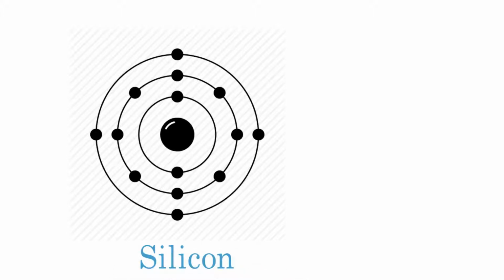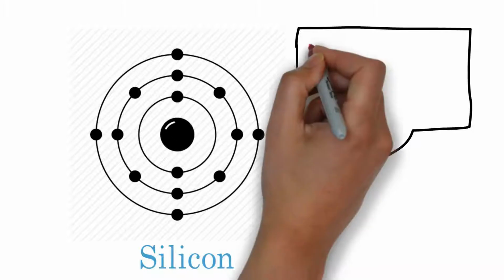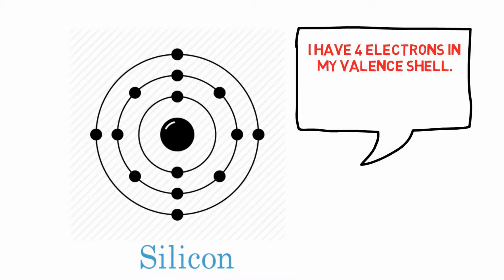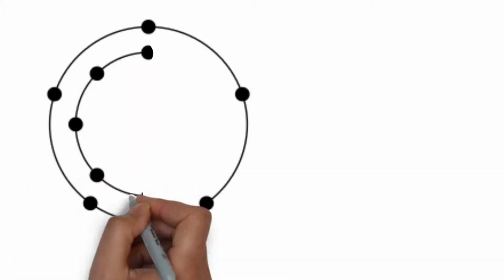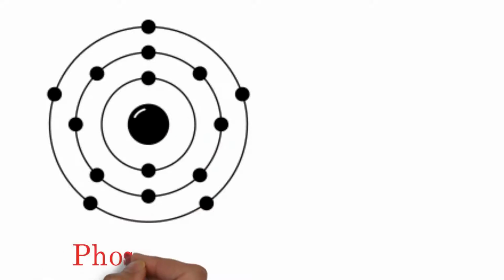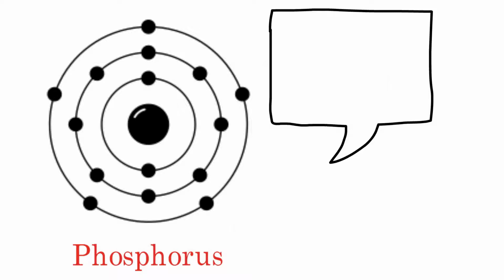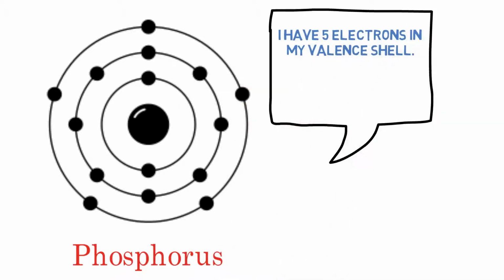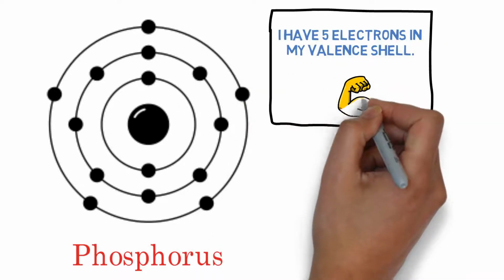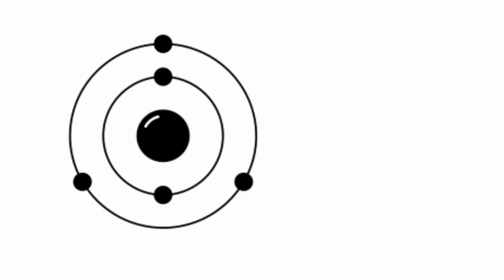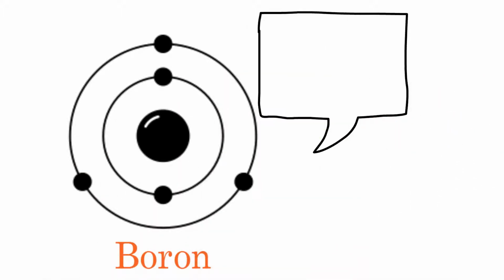This is a silicon atom. It has 4 electrons in its valence shell. This is a phosphorus atom. It has 5 electrons in its valence shell. This is a boron atom. It has 3 valence electrons in its valence shell.